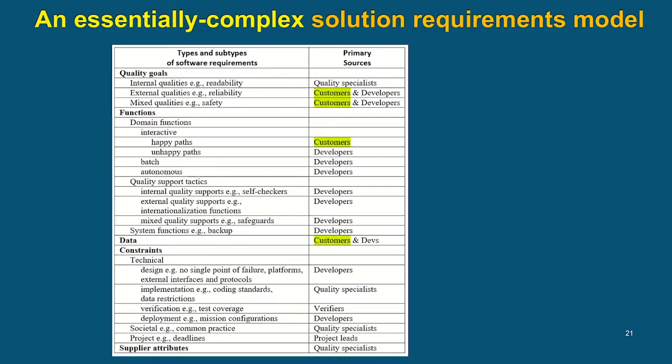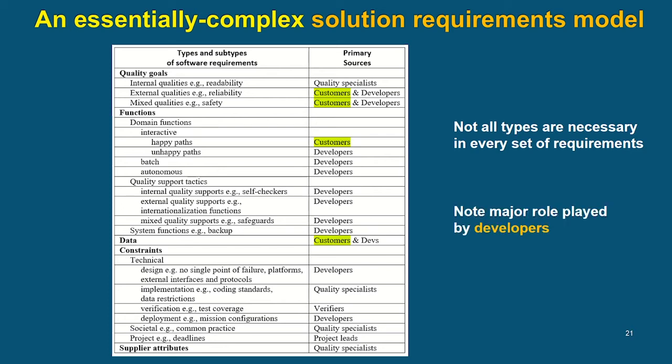We said there are functional and non-functional requirements, or we have 19 different kinds of requirements. And I want you to notice that not all the types are going to be relevant. If you don't have a supplier, then you don't have to worry about the requirements for suppliers. And I also want you to notice how often the word developers shows up here.